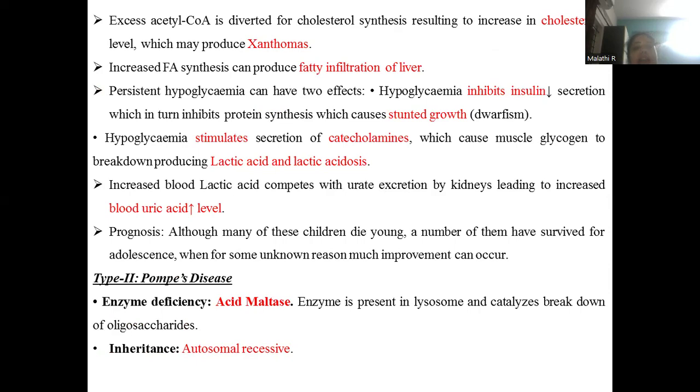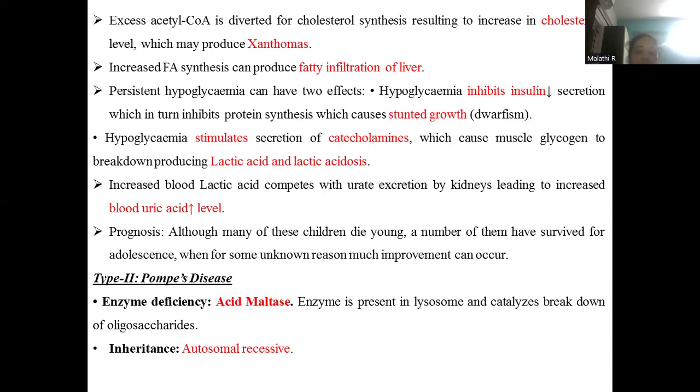Persistent hypoglycemia can have two effects. Hypoglycemia inhibits insulin secretion, which in turn inhibits protein synthesis, which causes stunted growth or dwarfism. Hypoglycemia also stimulates secretion of catecholamines, which cause muscle glycogen to break down, producing lactic acid and lactic acidosis. Increased blood lactic acid competes with urate excretion by the kidneys, leading to increased blood uric acid level. Prognosis: although many of these children die young, a number of them survive into adolescence, when, for some unknown reason, much improvement can occur.